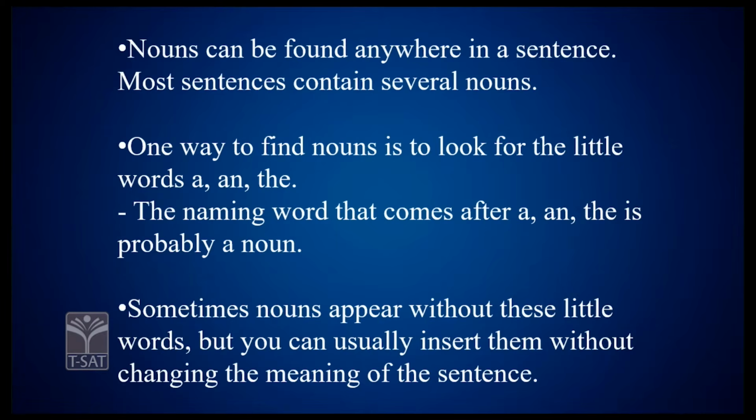I will give you a little clue to identify the noun here. One way to find a noun is to look for the little words that we call articles: a, an, the, something like that, right. The naming word that comes after a, an and the is probably a noun. This is one thing that you can remember. Nouns are followed by articles, a, an and the. This is one clue I can give you. But at times you might not have these words, right?